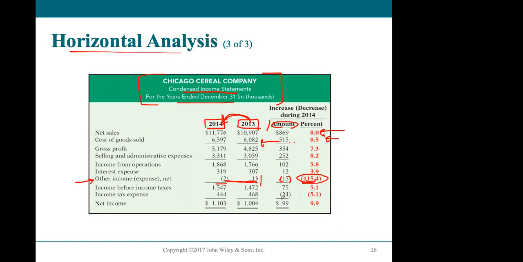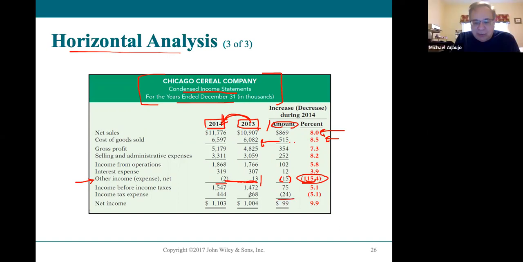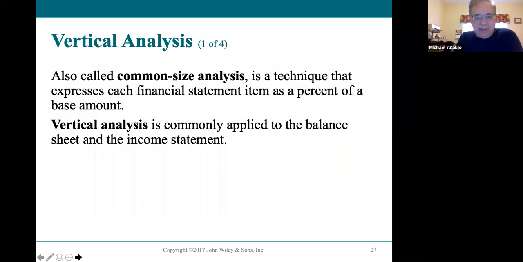Okay. And in this case, when we actually went down, right, our income tax expense is higher in 2013 and 2014. So the difference went down. And so this becomes a negative number divided by a positive denominator here. And that's how you got the negative 5% here. Okay. So that's basically horizontal analysis in a nutshell.